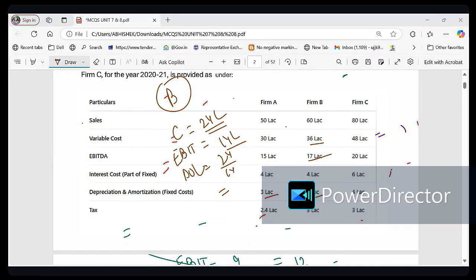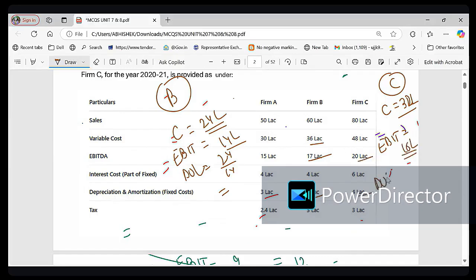Yes, very good. Now please tell me what is 24 upon 14, how much you are getting. Similarly, if you calculate for C, contribution is how much? Sales minus variable cost, so it is 32 lakh. Contribution is 32 lakh for company C, and EBIT is how much? EBIT is EBITDA minus depreciation, so 20 lakh minus 4 lakh, which is 16 lakh, right?